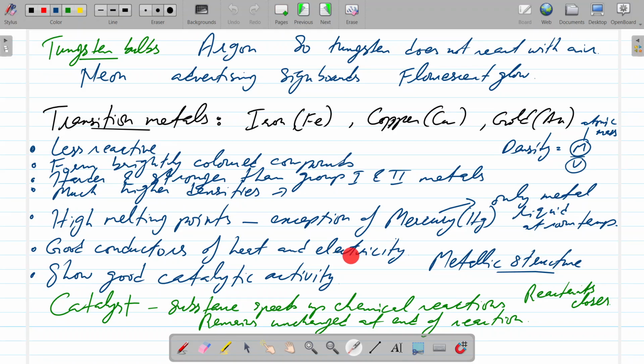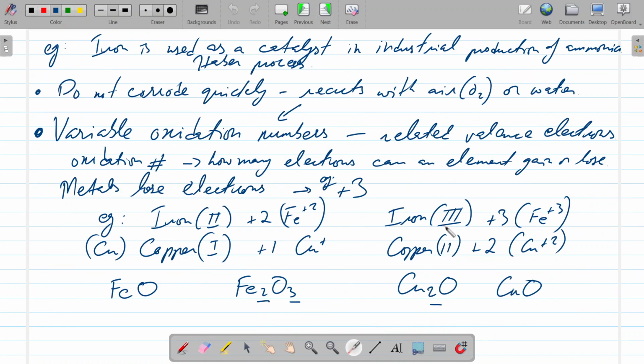They are good conductors of heat and electricity. They show good catalytic activity. A catalyst is a substance which speeds up chemical reactions and remains unchanged at the end of the reaction, because it brings the reactants closer and doesn't really take part in the reaction itself, or even if it does, it is recovered. Could you explain more about the catalyst part?